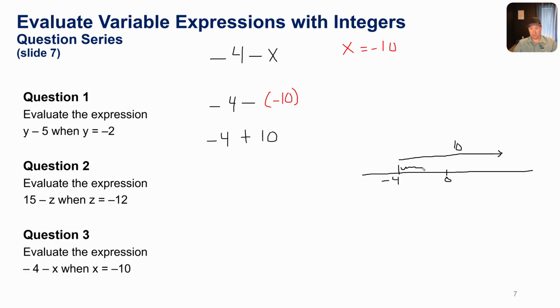So for me to go from negative 4 to 0, that's 4 units. And then I have another 6 units left. So I end up at a positive 6 here as my result. Okay, so positive 6 is my answer.